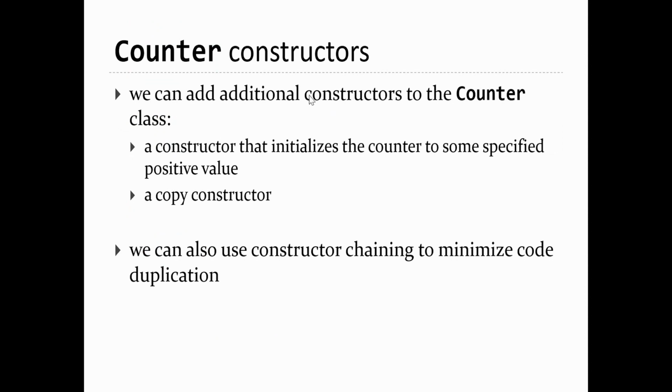Okay. So the counter class, if you want to add more constructors to the counter class, go ahead and add more constructors. So maybe instead of initializing the counter at 0, we want to let the user initialize the counter at some other value, some other positive value. Similarly, it might be useful to copy another counter, so we can add a copy constructor. Again, you can use constructor chaining to minimize code duplication if you want.